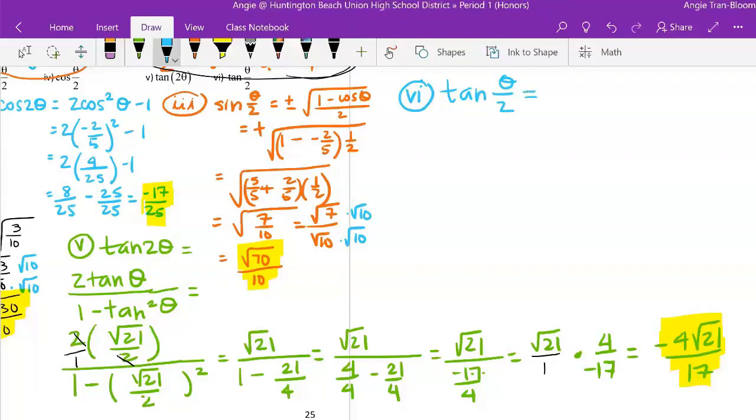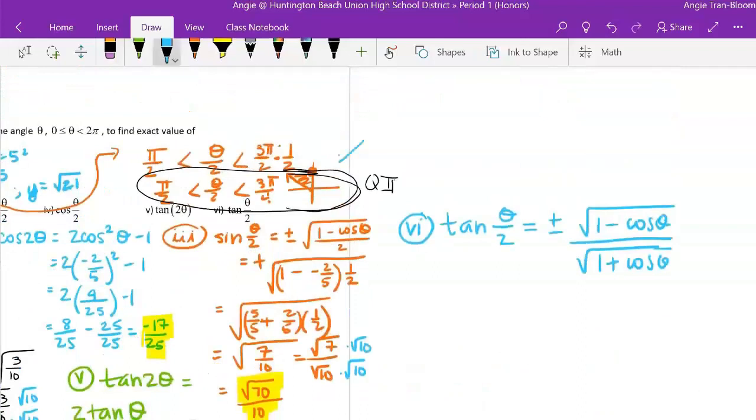So I'm going to use 1 minus cosine of theta all over radical 1 plus cosine of theta, okay? And then again, there's still plus or minus in front, so we have to decide. Let's go back to our half angle. It's going to be in quad 2, as was decided earlier from calculation. So because it is in quad 2, I'm going to pick the negative for tangent.